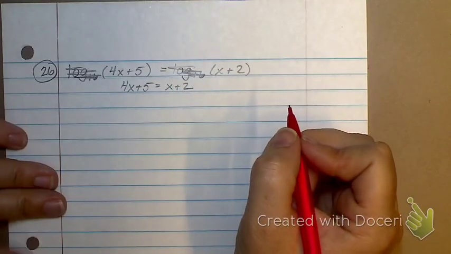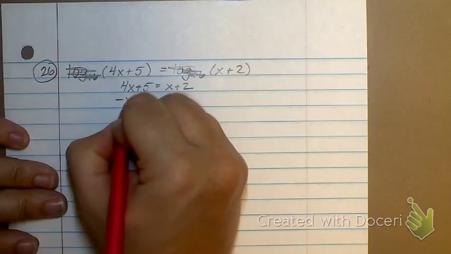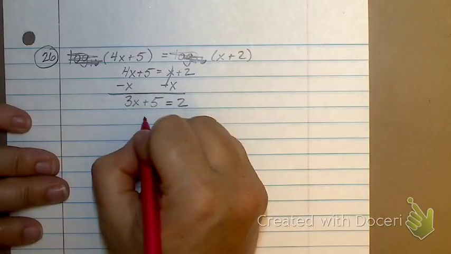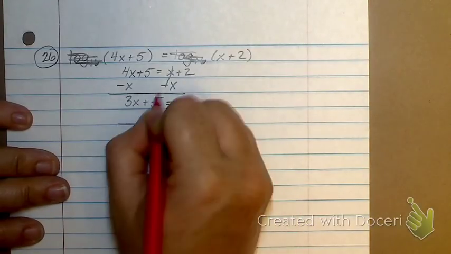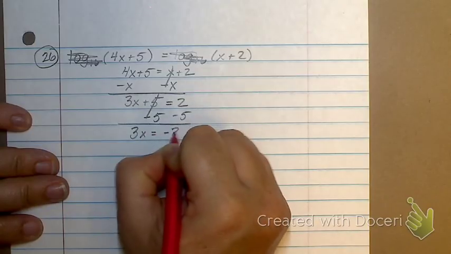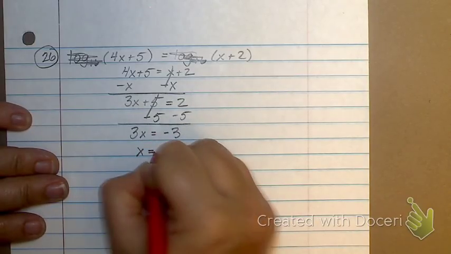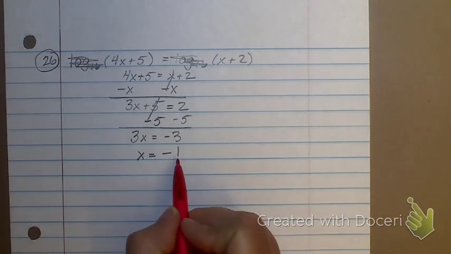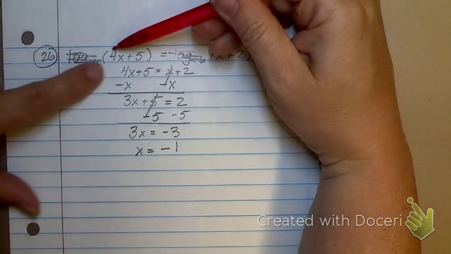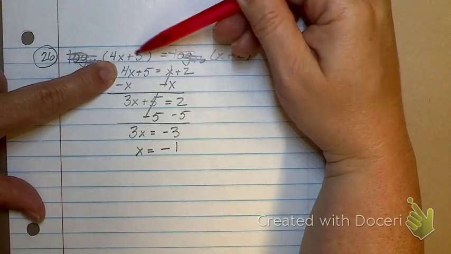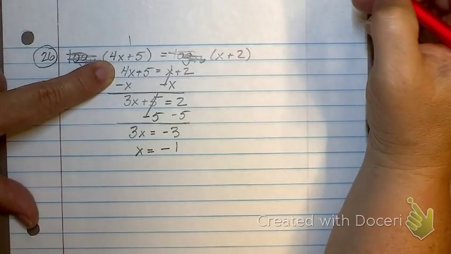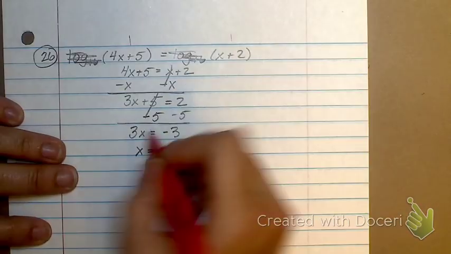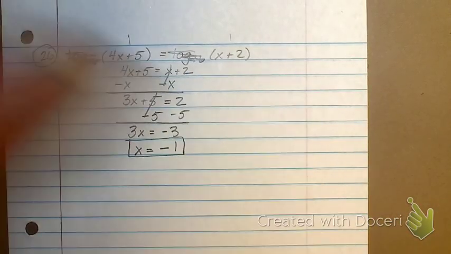I need to get my x's together, so I'm going to move them to the left. That gives me 3x plus 5 equals 2. Move 5. 3x equals negative 3. So what does x equal? Negative 1. Yeah? So I just need to check this to make sure that it keeps everything positive up here. 4 times negative 1 is negative 4. Plus 5 is positive 1. It ends up being positive up here. That's good. Negative 1 plus 2 also ends up becoming positive, so my answer checks out in both places.